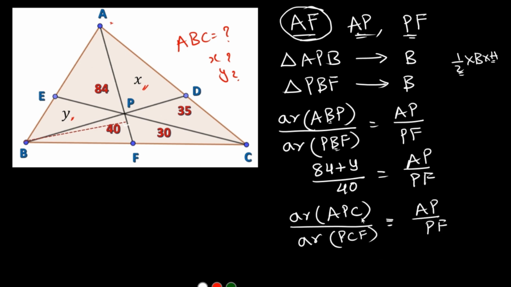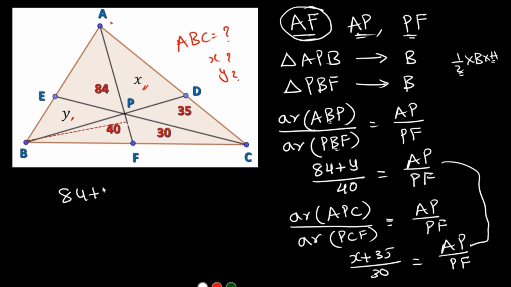So, what is the area of APC here? It is x plus 35, right? x plus 35, and the other is 30, right? Equal to AP by PF. If you see the right side from these two equations, it's the same. We will equate the left side terms now. That is (84 plus y) by 40 must be equal to (x plus 35) by 30. Let's take this as equation number 1.